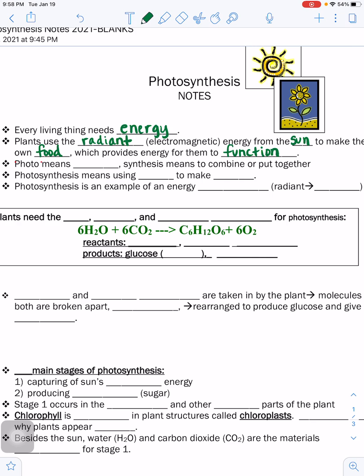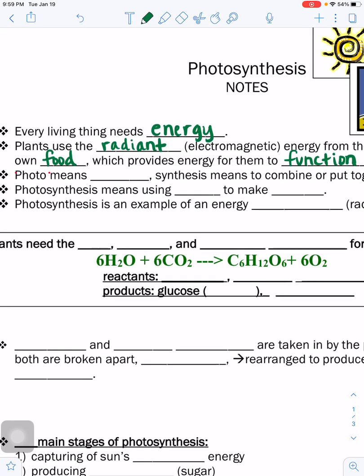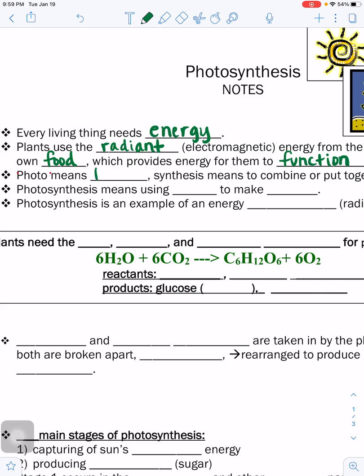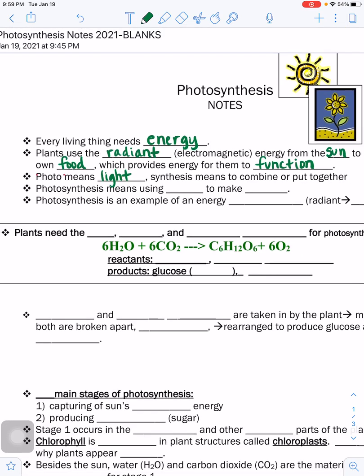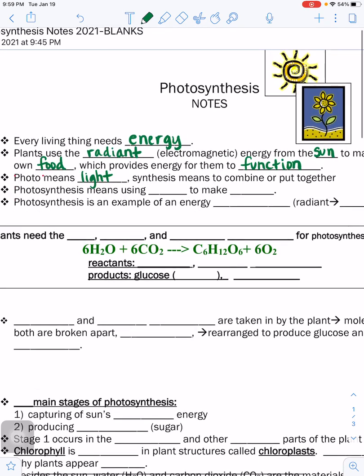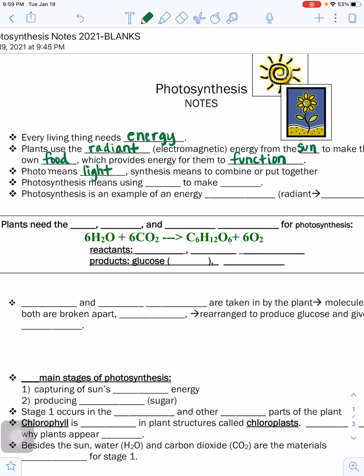So photosynthesis is a big word, but in science, a lot of our big words we can break out into smaller meanings. Just as a reminder, photo means light, like phototropism. We talked about that earlier in the year, that plants respond to light. Synthesis means to combine or put together. So photosynthesis means using light to make food.